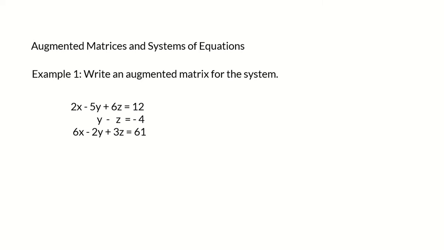An augmented matrix is a way to represent a system of equations as a matrix. And in an augmented matrix, it's important to keep each equation in its own row and each variable in its own column. So here's what it looks like.